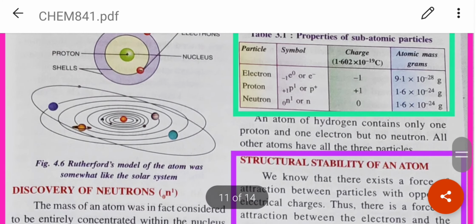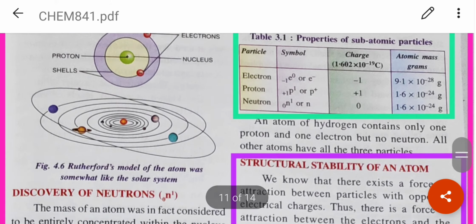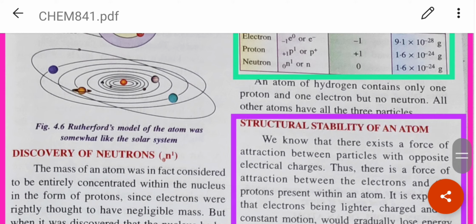So you can see here this table. You are going to learn by heart this table. Electron, proton, neutron, their symbols are given, their charges are given, and then the atomic mass is given. From here you can conclude that electrons have negligible mass. You see 9.1 divided by 28 zeros. So you can imagine how small they are. And hydrogen is the only atom which has one proton and one electron but no neutron.